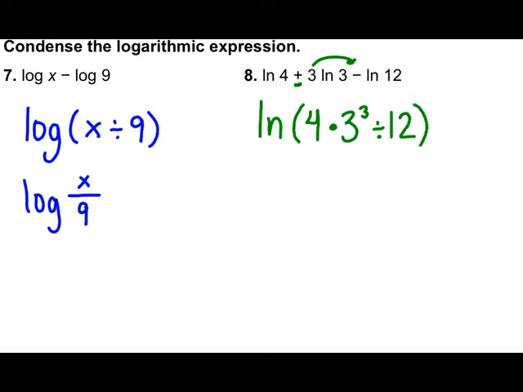So then in my brain or my calculator, I take 4 times 3 to the third. 3 to the third is 27, so it's 4 times 27 divided by 12, which is 9. So when at all possible, if it's just numbers, go ahead and simplify completely.